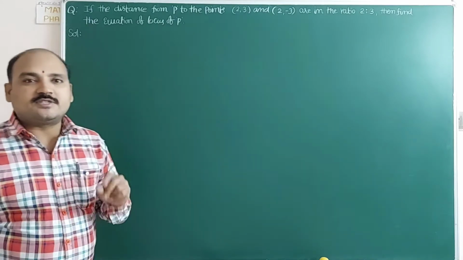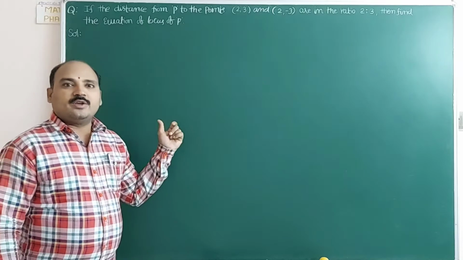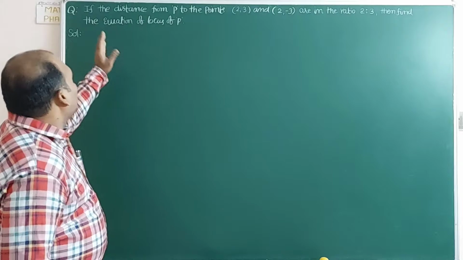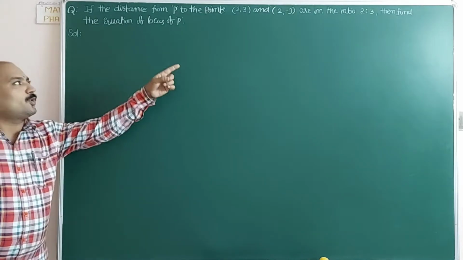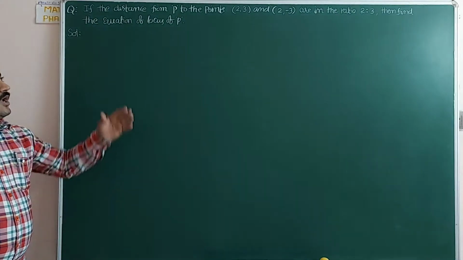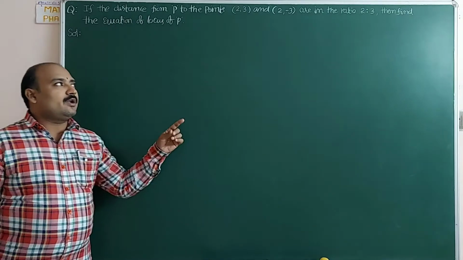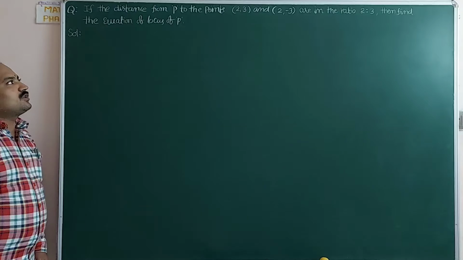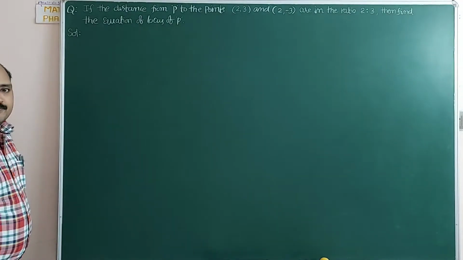The ratio of distances question. Ratio of distances, PA is to PB concepts. If the distances from P to the points (2, 3) and (2, -3) are in the ratio 2 is to 3, then find the equation of the locus of P.